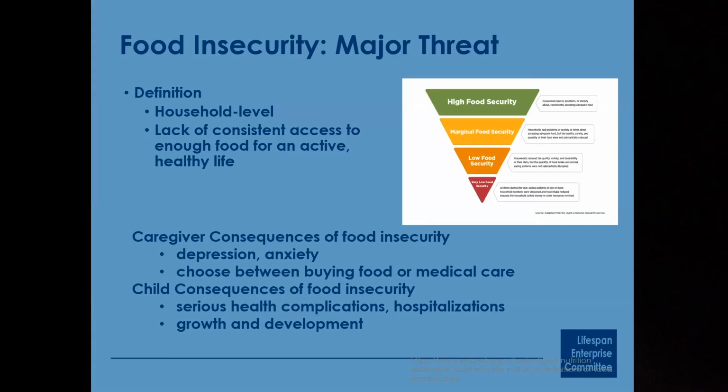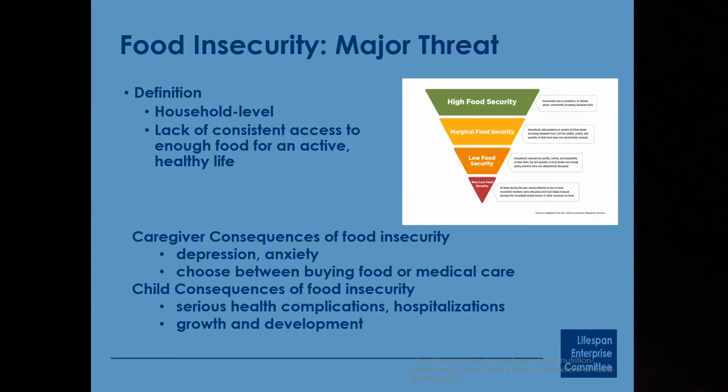If we look at threats to children's development, one that I'll talk about today that's a global concern is food insecurity. This is defined by a lack of consistent access to enough food for an active, healthy life. It's a household level definition.